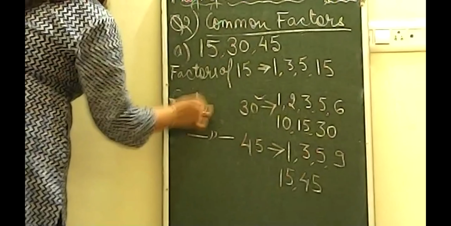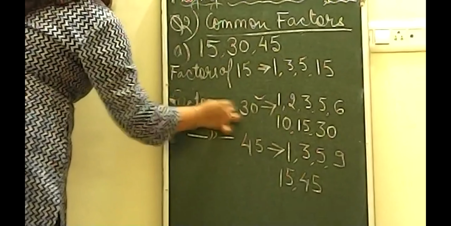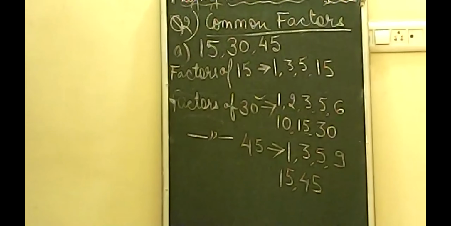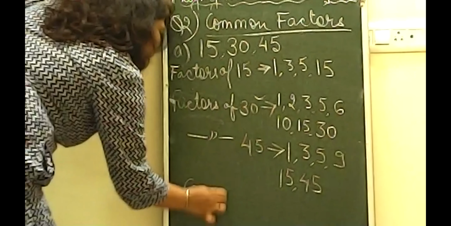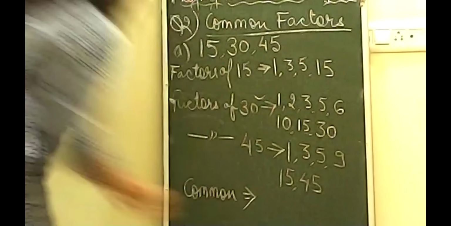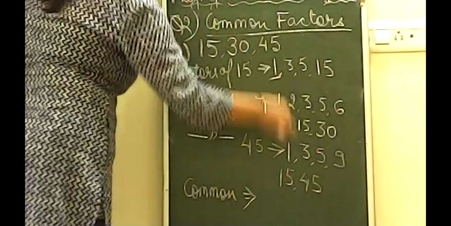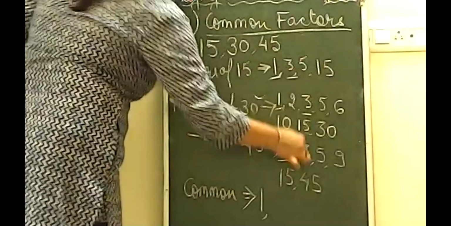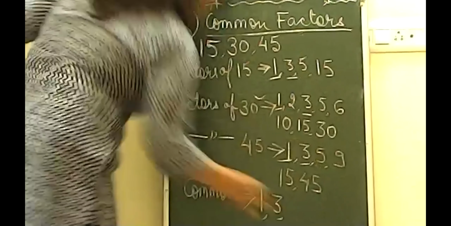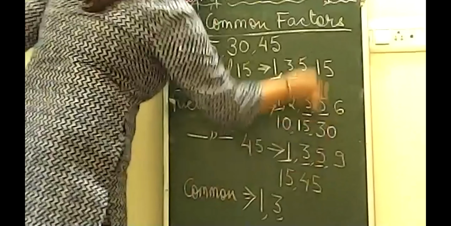So what will be the next step? The next step will be to find what is common in them. So I am writing down the heading now, common. Let us see what is common. 1, 1, 1. 1 is common. Then the next one is 3, 3, 3. 3 is also common. The next one is 5, 5, 5.